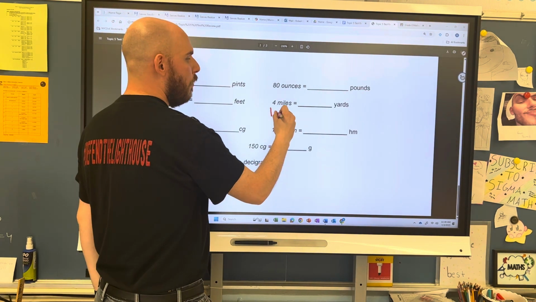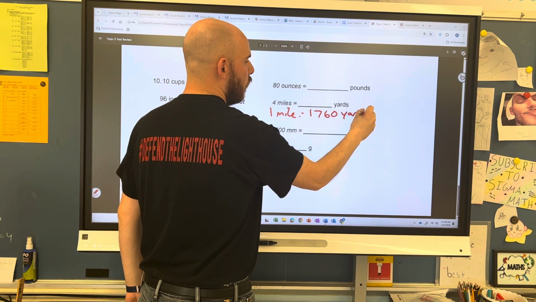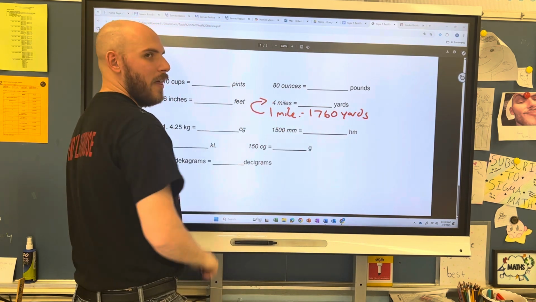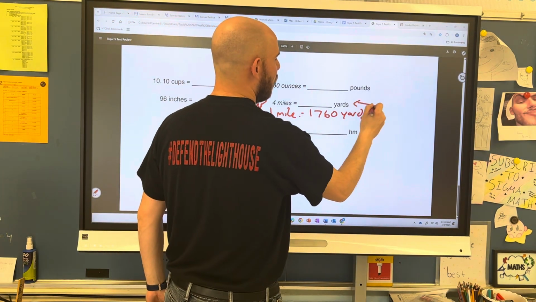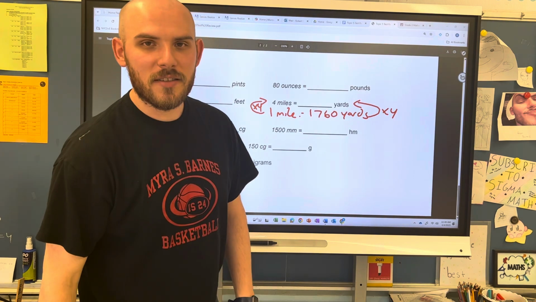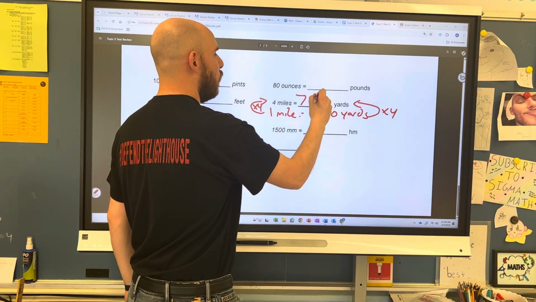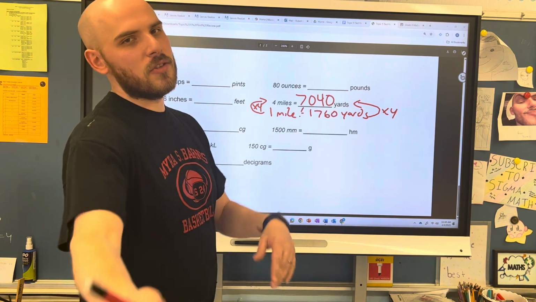So I know 1 mile is 1,760 yards. So if I want 4 miles, that means I'm going to times by 4. So I'm going to times by 4 here. I have a little audience here at the door. So 1,760 times 4, I think is 7,040. I'm going to just jump on a limb there and say that. If that's not right, just check it yourself.